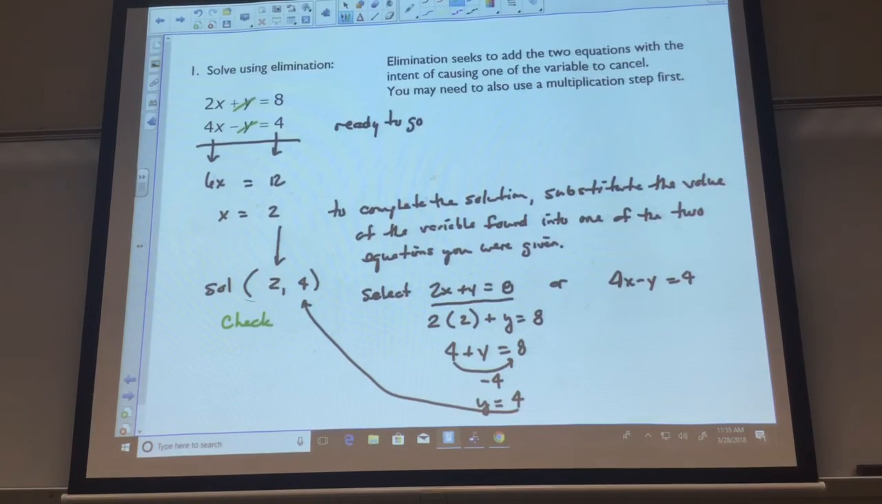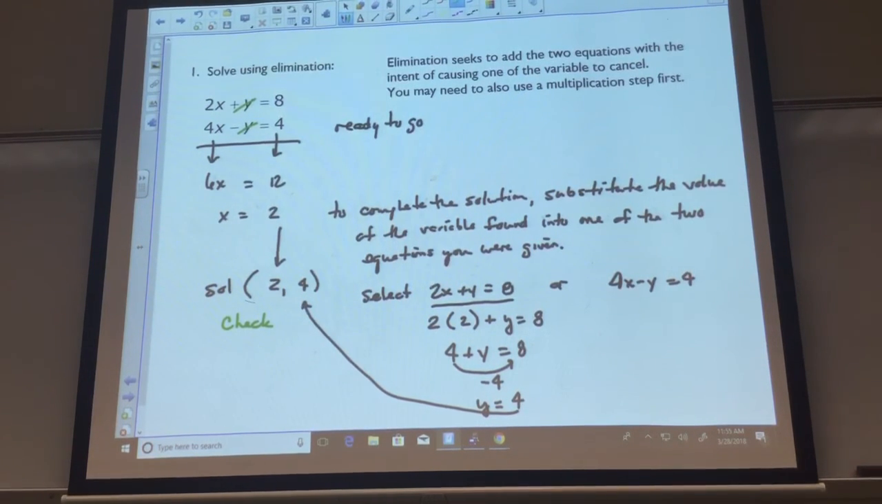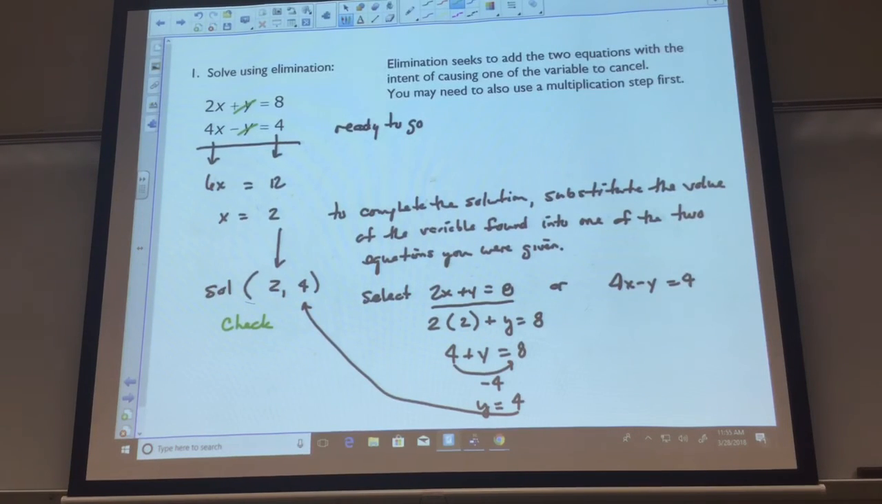And checking would mean you take it back to the original equations and find out if it satisfies both of them at the same time, just like the very first thing that they showed us in the exercise.